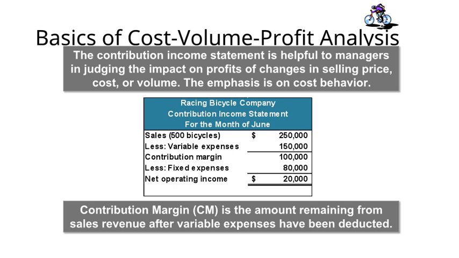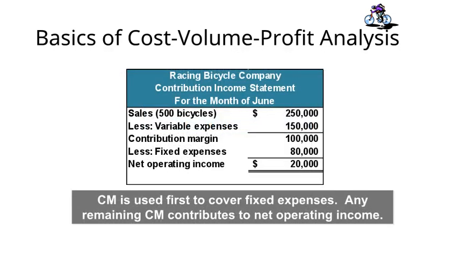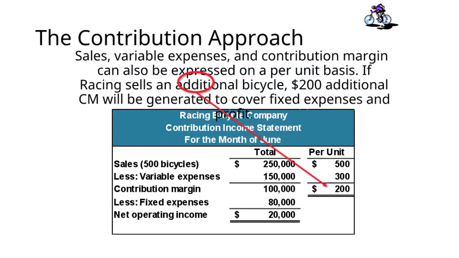Notice the emphasis on cost behavior. Variable costs are separate from fixed costs. The contribution margin is defined as the amount remaining from sales revenue after variable expenses have been deducted. Contribution margin is used first to cover fixed expenses. Any remaining contribution margin contributes to net operating income. Sales, variable expenses, and contribution margin can also be expressed on a per-unit basis.